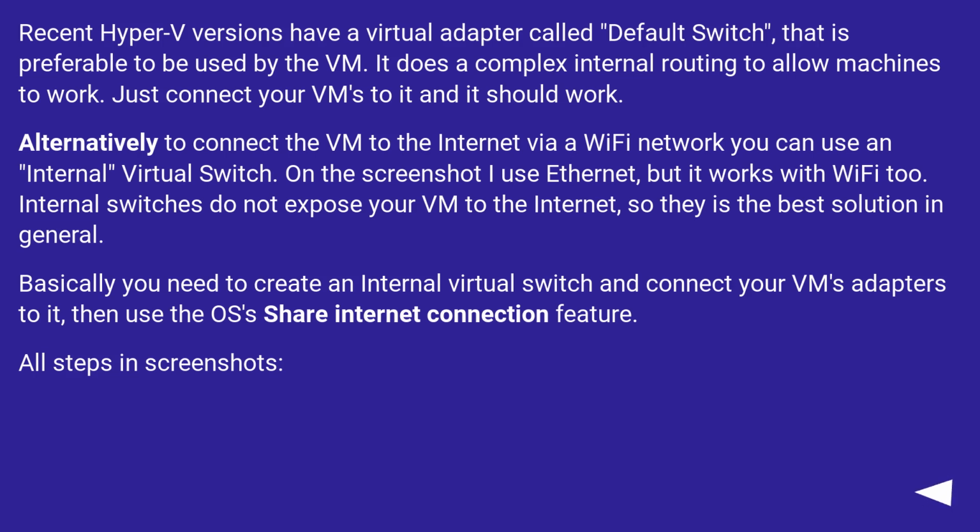Alternatively, to connect the VM to the internet via a Wi-Fi network, you can use an internal virtual switch. On the screenshot I use Ethernet, but it works with Wi-Fi too. Internal switches do not expose your VM to the internet, so they are the best solution in general. Basically, you need to create an internal virtual switch and connect your VM's adapters to it, then use the Internet Connection Sharing feature. All steps and screenshots.